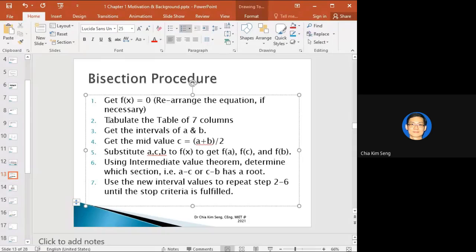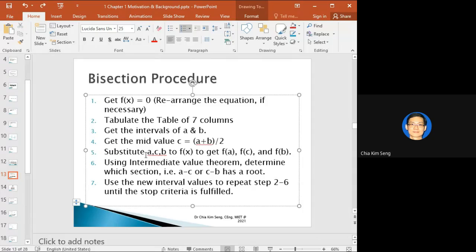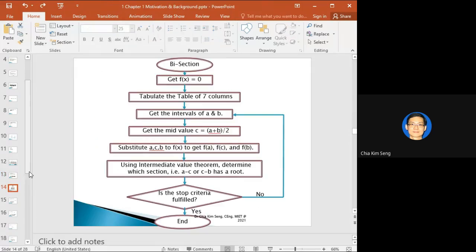Okay. And then tabulate in the table of 7 columns, as we did just now. Get the interval and then find the mean value. And then substitute A, C, B into f(s), we get these other 3 values. And then based on this, we figure out which section has the root, A to C or C to B. And then after that, repeat. Settled, bisection. Okay, we stop here for bisection.